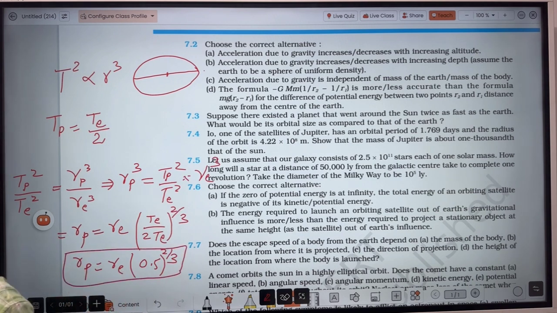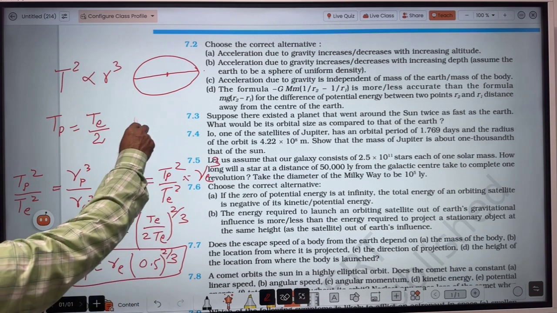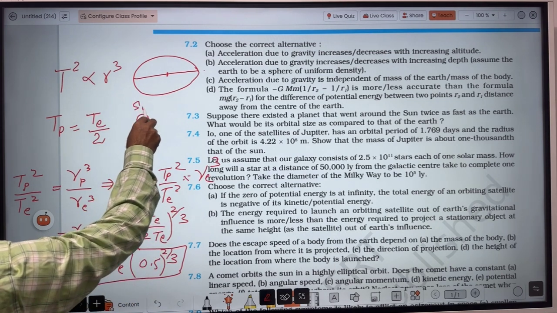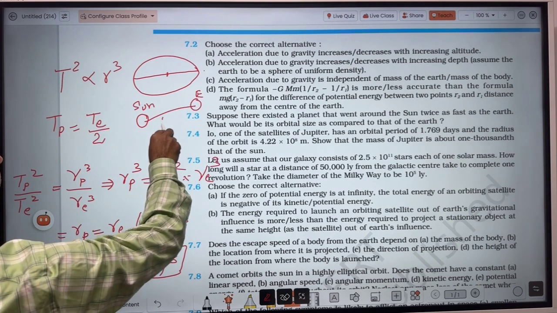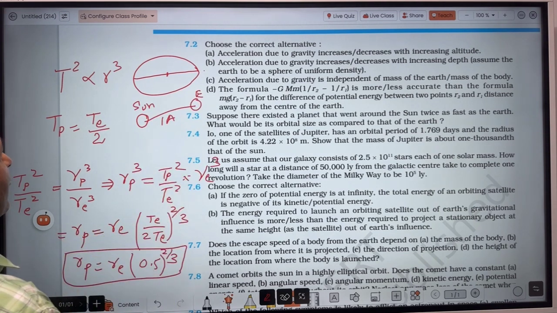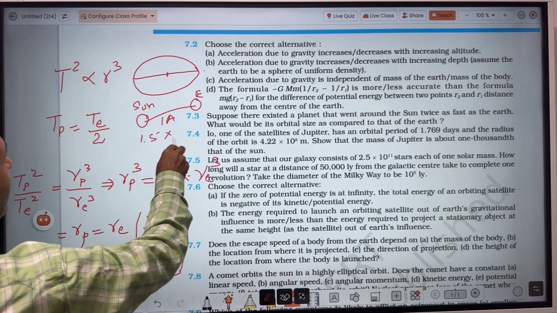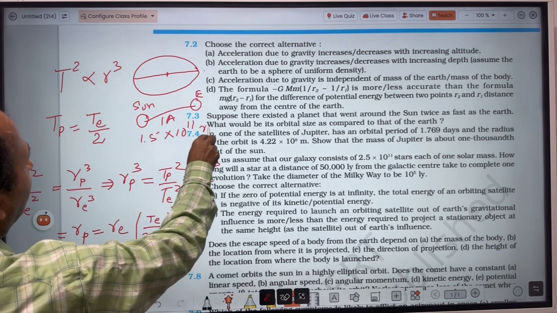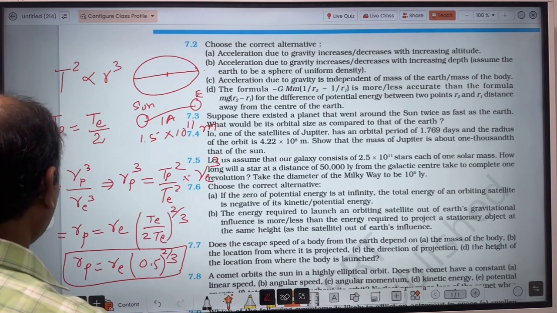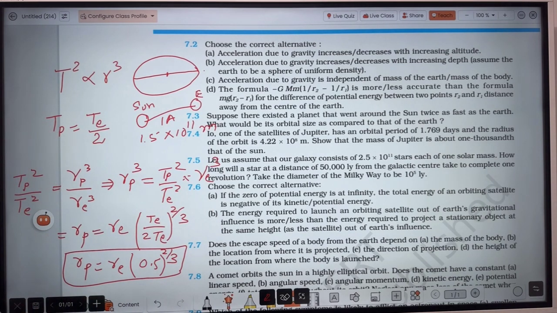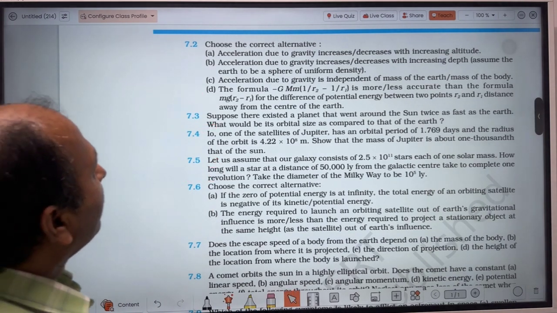Now if you are given R Earth, 1 astronomical unit, you know distance between Sun and Earth is 1 astronomical unit. This is around 1.5 into 10 to the power 11 meter. So that value can be put to get R planet. I think thing is clear. Okay.